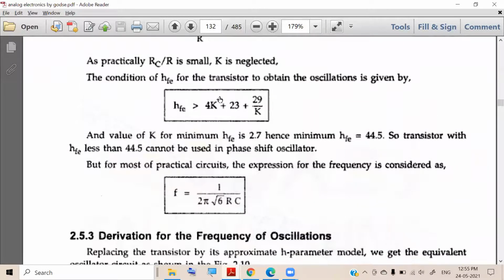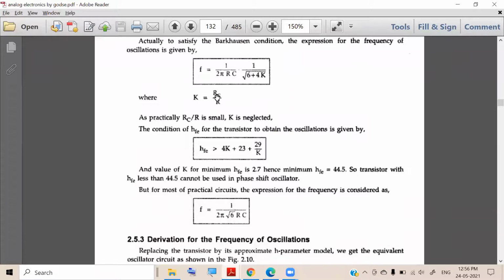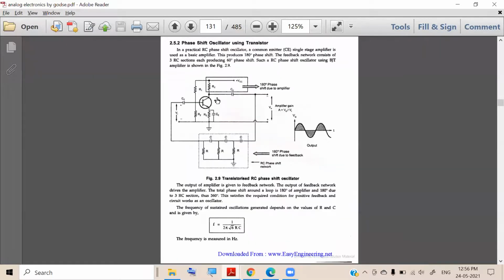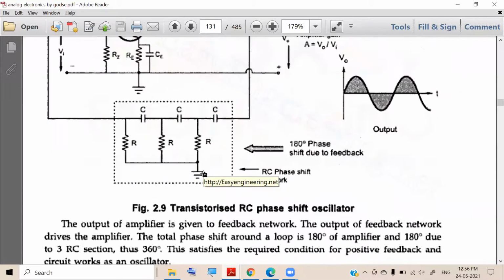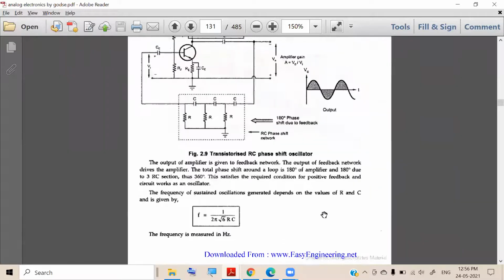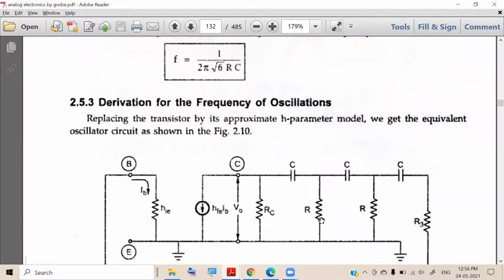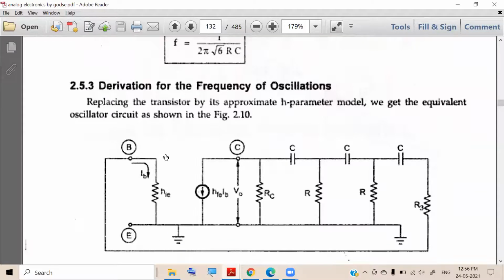We have capacitor, resistor, capacitor, resistor, capacitor, resistor. Three stages. So let us see those three stages. Then from the output, we have capacitor, resistor, capacitor, resistor, capacitor, resistor, which is again connected to the input side.